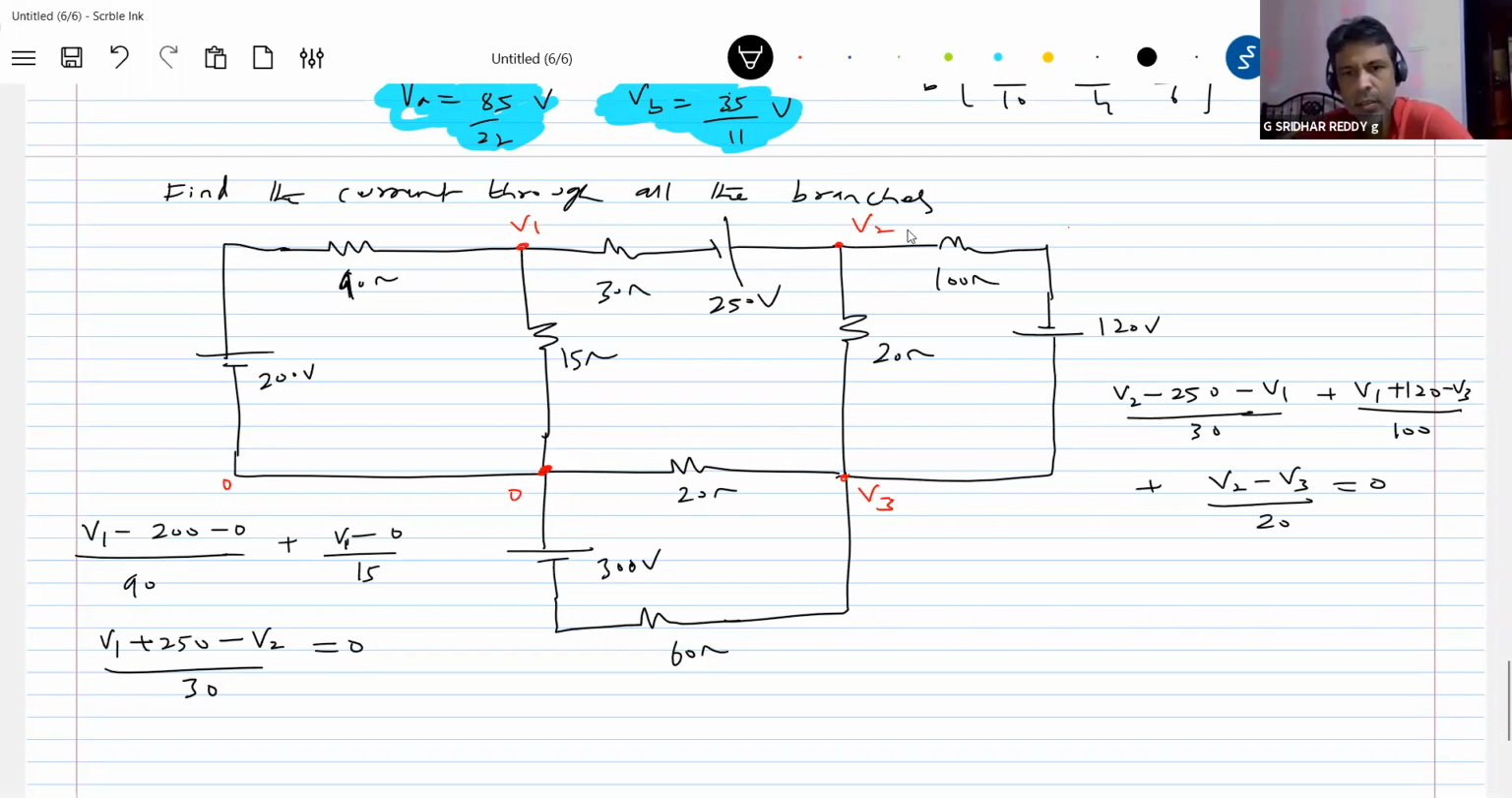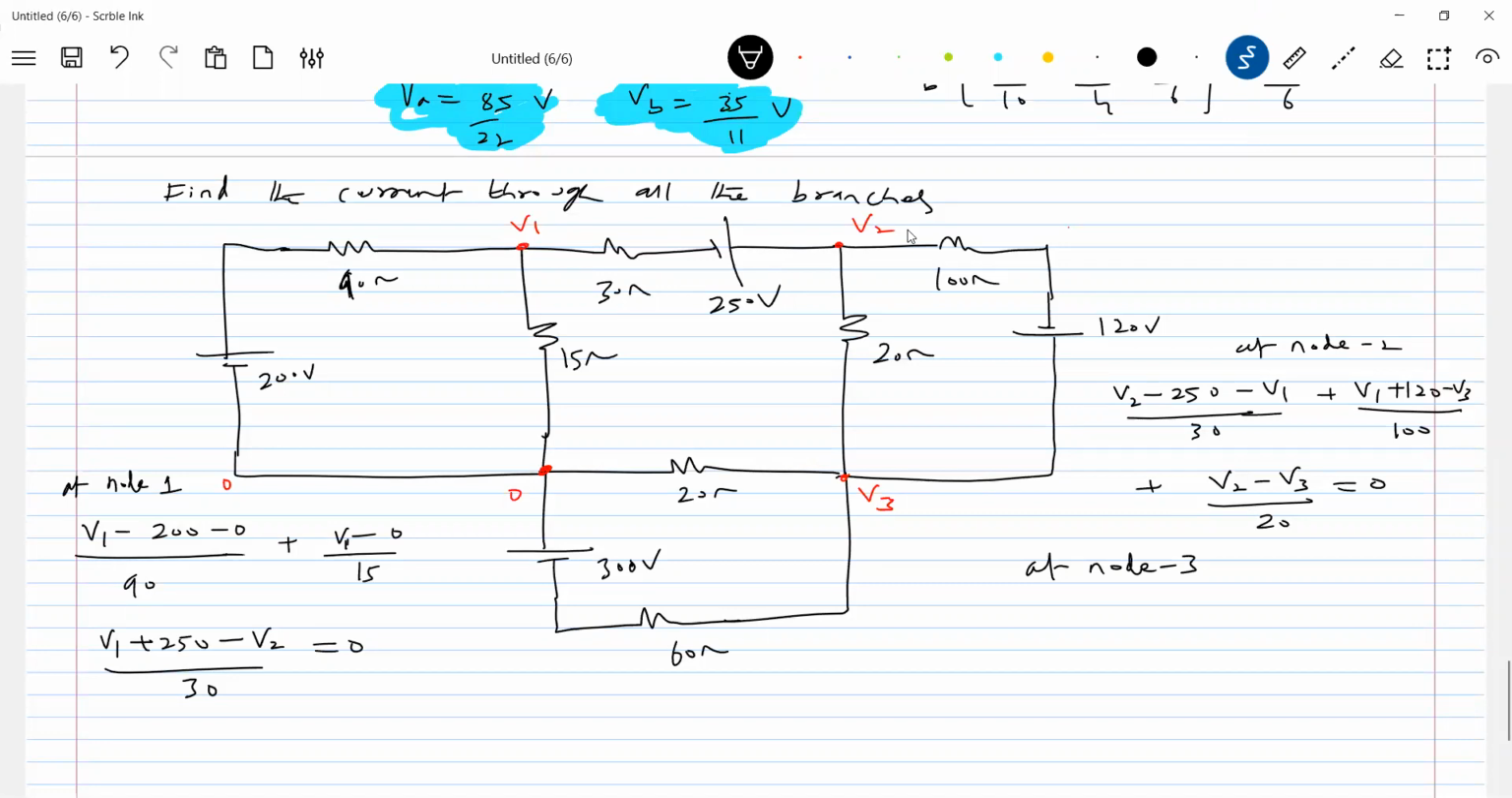Let's write the node equations. This is at node 1, at node 2, at node 3. Sir, it should be V2 plus 120 minus V3, no? V2 minus V3 by 20, no? V2 plus 120 minus V3. V2, okay, the 2 is missing. Yeah, fine. At node 3, it should be V3.